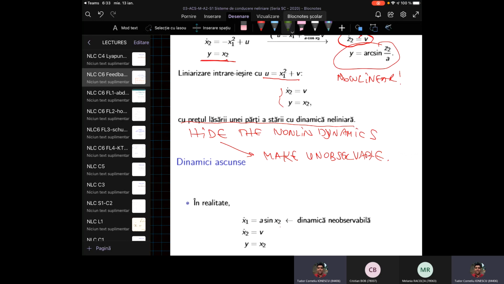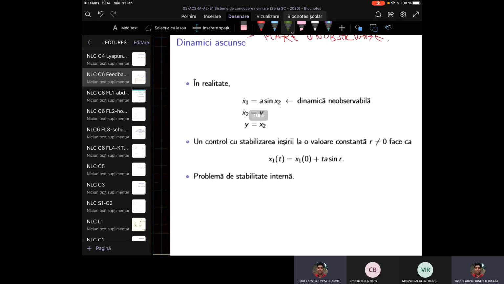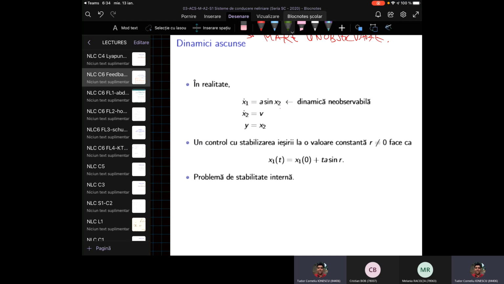You are doing input-output linearization, so you need to hide in the output the nonlinear dynamics. This is going to be the idea. You need to make it unobservable. Because in reality you still have the so-called hidden dynamics. If you go back to the x coordinates, this is a hidden dynamics, because in the z coordinates you don't see this.